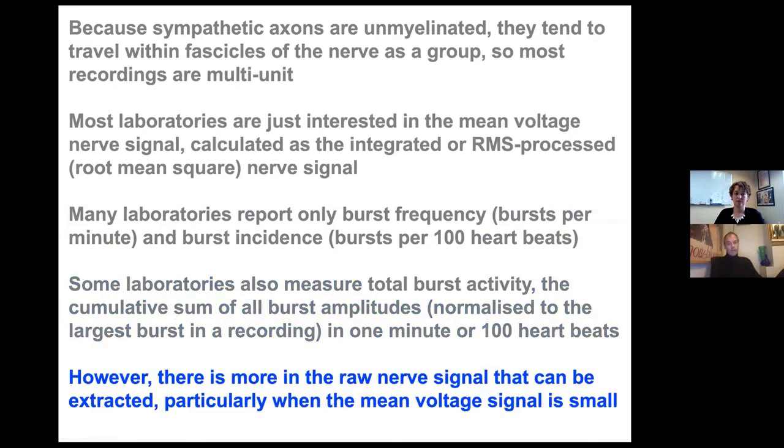And but also, as I'll elaborate on, it's important to recognize that there is more in the nerve signal that can be extracted, particularly when the mean voltage signal is small. Some laboratories record the raw nerve activity, but they won't necessarily store it, because you need to sample at high frequencies, at least 10 kilohertz. It uses up a lot of computer memory, and it's easier to store, particularly for long recordings, the integrated nerve signal or the RMS processed nerve signal, because you can sample that at much lower frequencies. But then, of course, you lose all that you have to extract from a raw nerve signal.